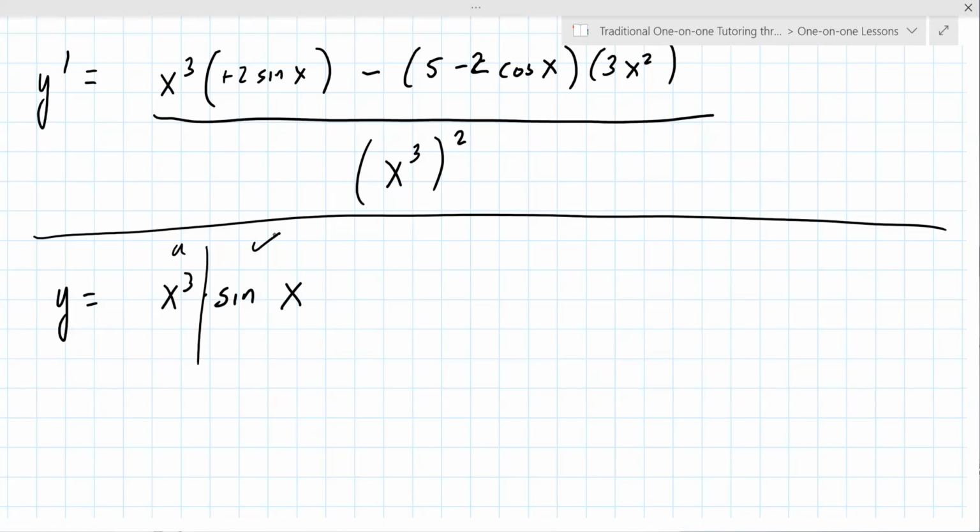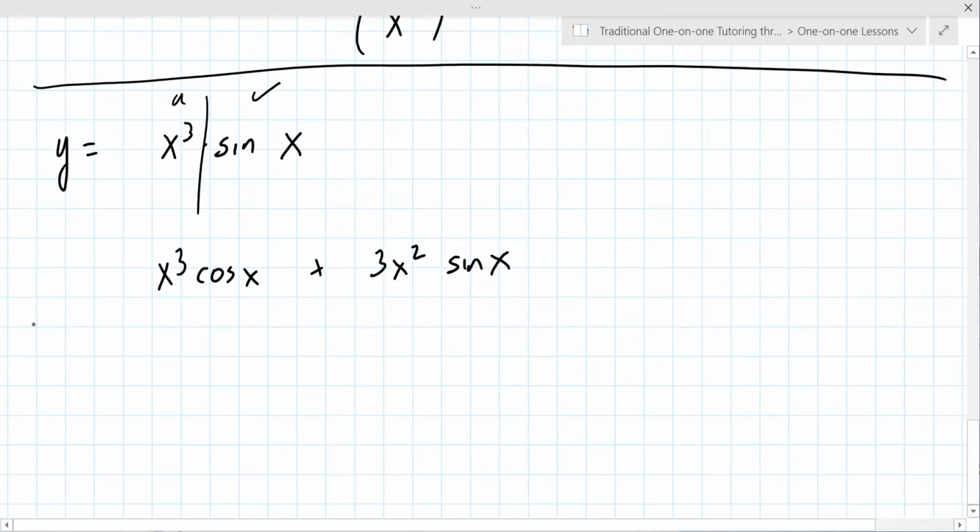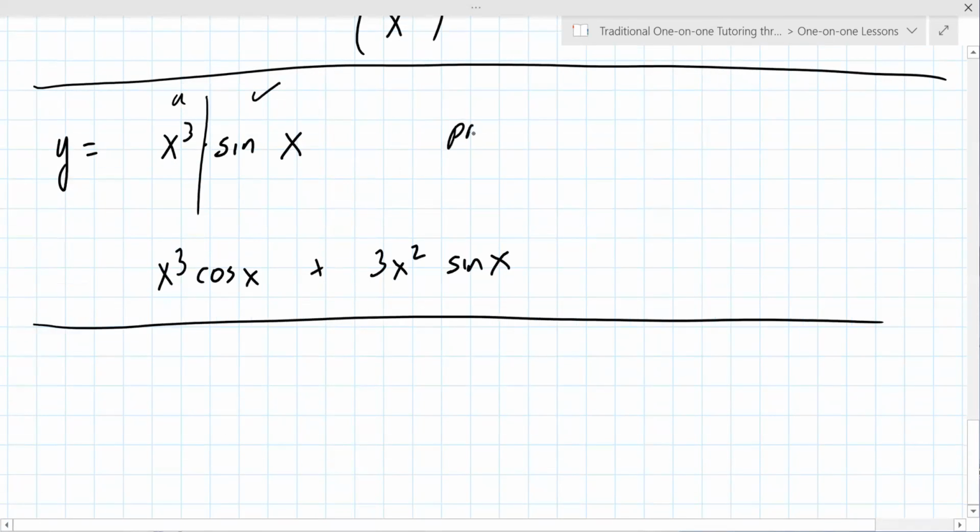Okay. So is it just x cubed cosine x plus 3x squared sine x? Yes. Okay. So it's just the u and then... It's just a product rule. Yeah, okay.